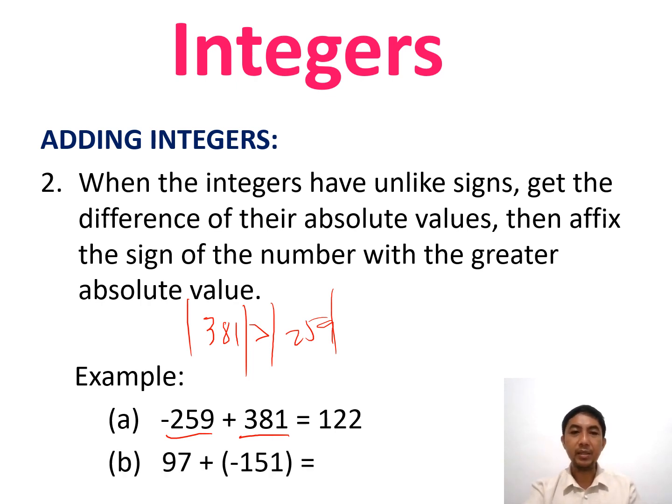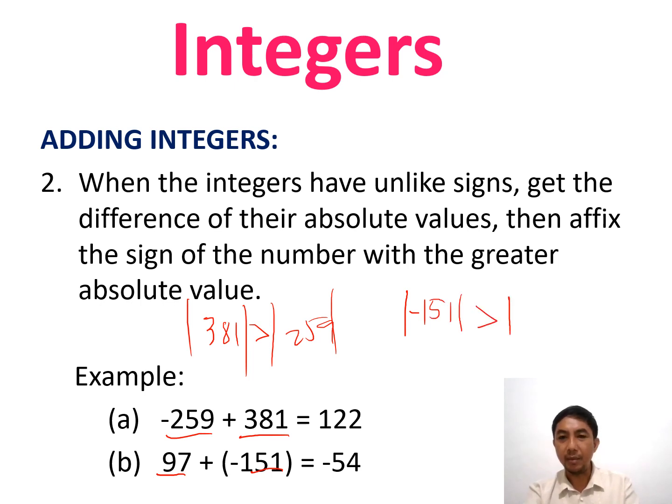Example letter B, 97 plus negative 151. The two numbers have different signs, so we are going to subtract 97 from 151. So 151 minus 97 will give you 54. But the absolute value of 151 is larger than the absolute value of 97. So therefore, we are going to copy the sign of 151, which is negative.